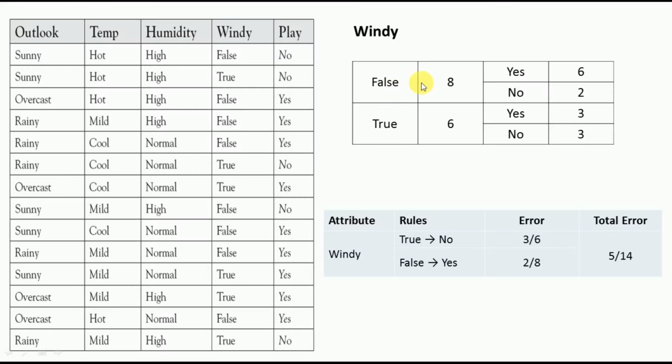Then coming back to this one, false is equivalent to yes. I'll be getting 6 correct decisions and 2 incorrect decisions, so it will be 2 by 8. And when it comes to true, either you can take yes or no, because both of them are the same values here. I will take true is equivalent to no. You can take yes also, it's not a big issue. The error is, if I take no, 3 by 6. If I take yes, also 3 by 6 is the error. So total error is 3 plus 2, that is 5, out of 6 plus 8, that is 14. So total error is 5 out of 14 in this case.